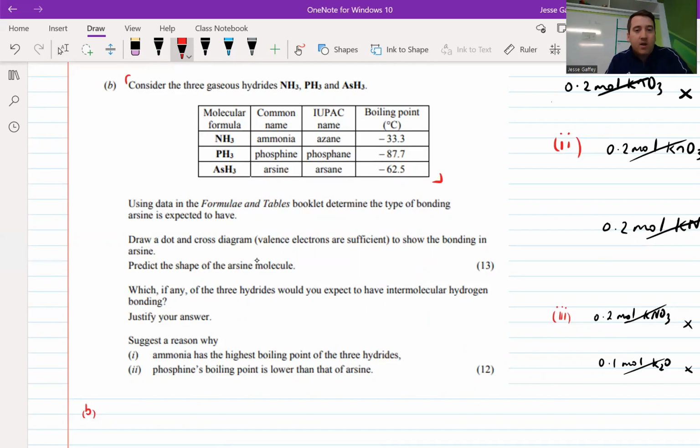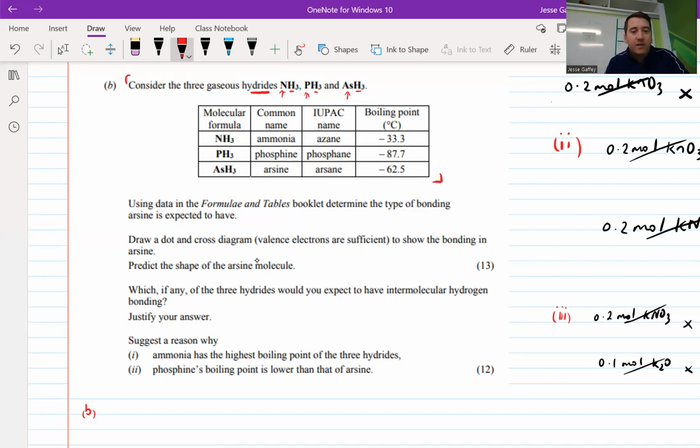Okay, so hopefully you can see you've got 3 fairly similar formulas here, considering the 3 gaseous hydrides. Hydride just refers to the fact that they all have hydrogen in them. They're all bonded to hydrogen, but the middle atom is different. This one you've got nitrogen, this one you've got phosphorus, and this one you've got arsenic. Here are the different names, and here are the properties.